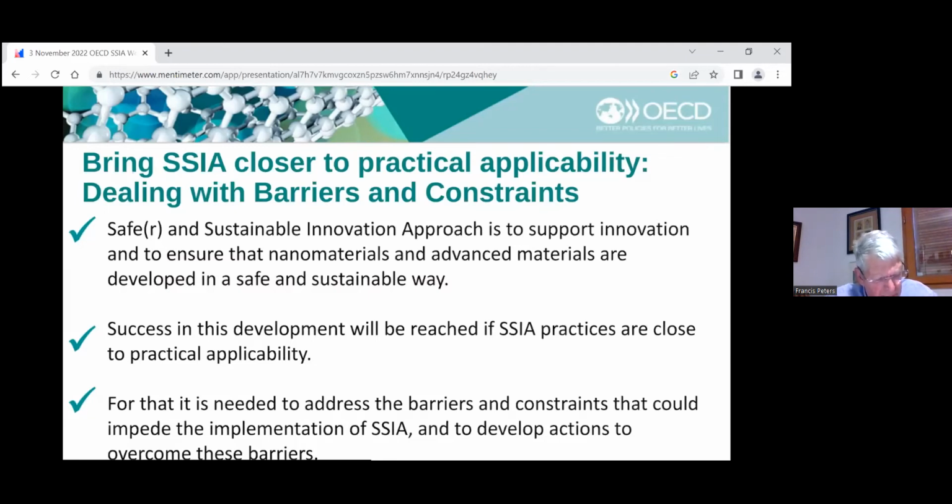Success of this development will be reached if CA practices are close to practical applicability. If not, the principle could stay at a theoretical level, not a practical applicability. For that, there is the need to address the barriers and constraints that could impede the implementation of CA, and the need to develop actions to overcome these barriers. Next slide, please.